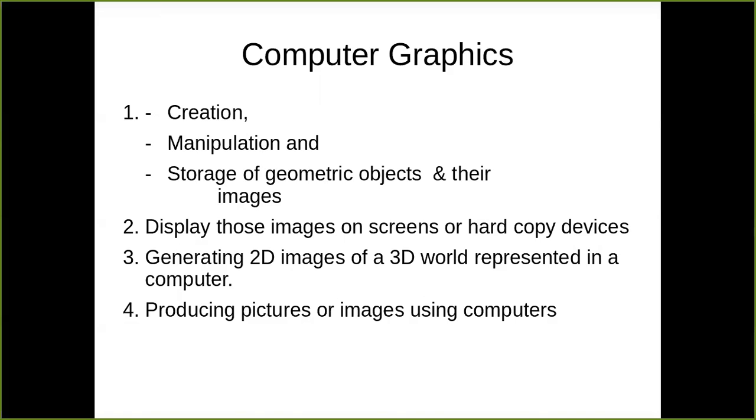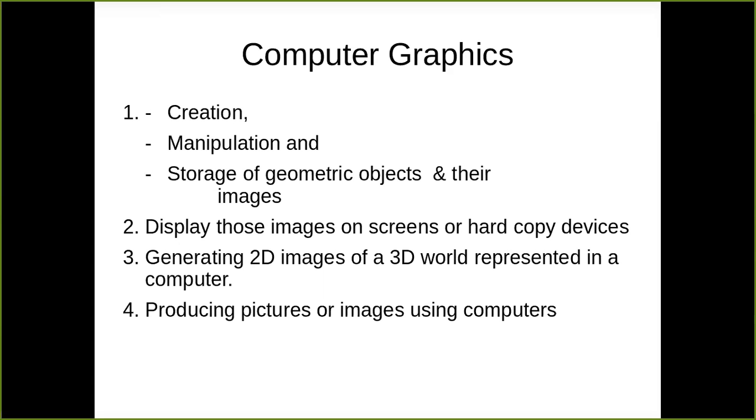So a real-world 3D scene is required to be mapped into 2D, because you want to show that particular scene on your devices, and devices require that this 3D real scene must be converted into 2D. So this is one aspect of computer graphics.